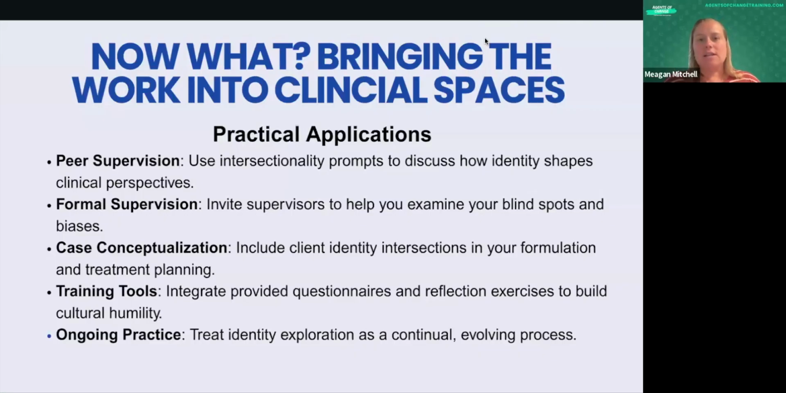And then treat this topic as the first step, and always be exploring and evolving in your work as a culturally humble and culturally curious practitioner. So bring this into your spaces and share with others. I think it's really important work.